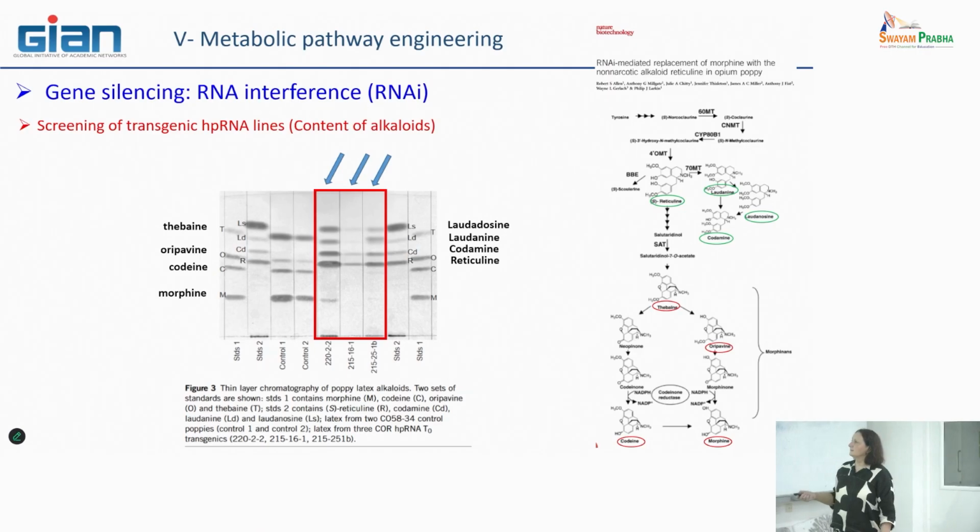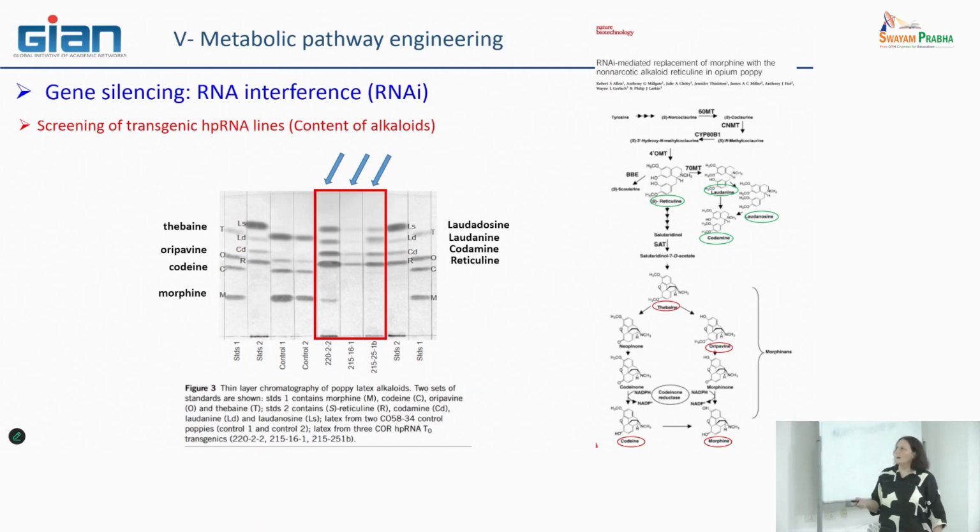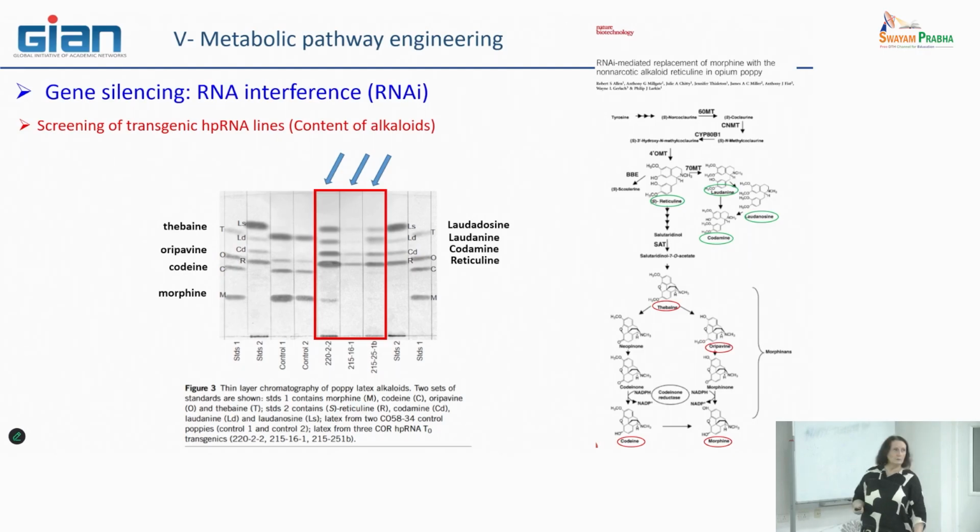And you can see here that in these 3 lines, you may have much accumulation of the precursors, but not of the final products, like morphine and codeine. And only in this one, it is what I said to you, they are not always with the same level of silencing.